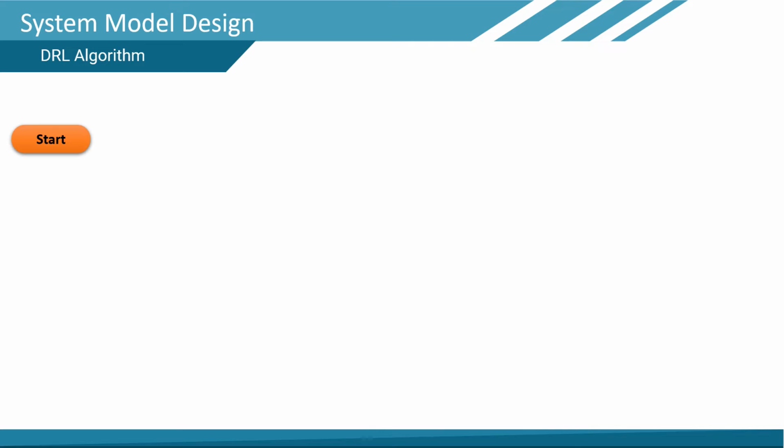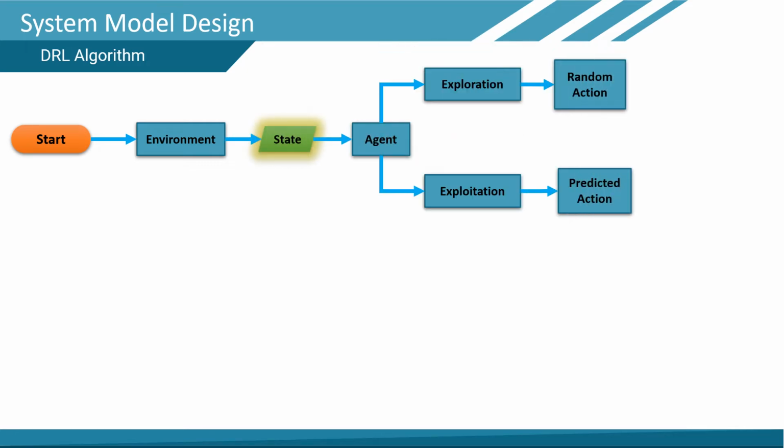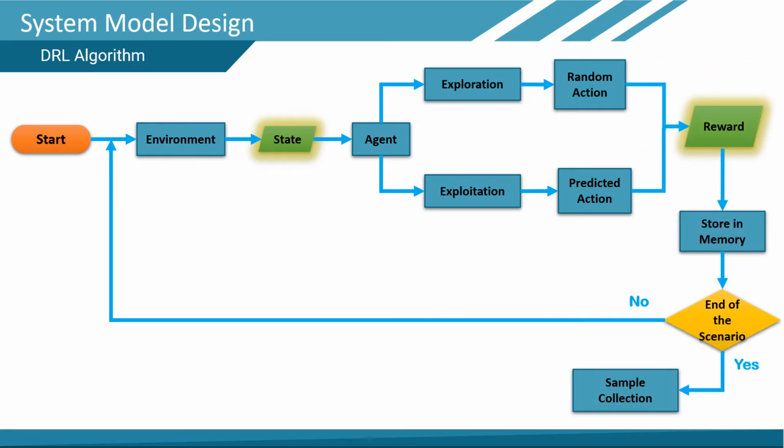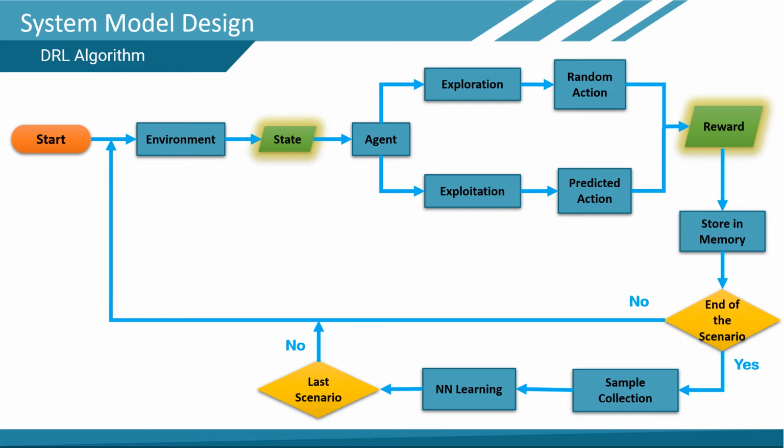At first, the environment sends the state to the agent. The agent either explores the environment or exploits its knowledge. At the beginning, the agent has no knowledge of its environment, so it will explore it by performing a random action.